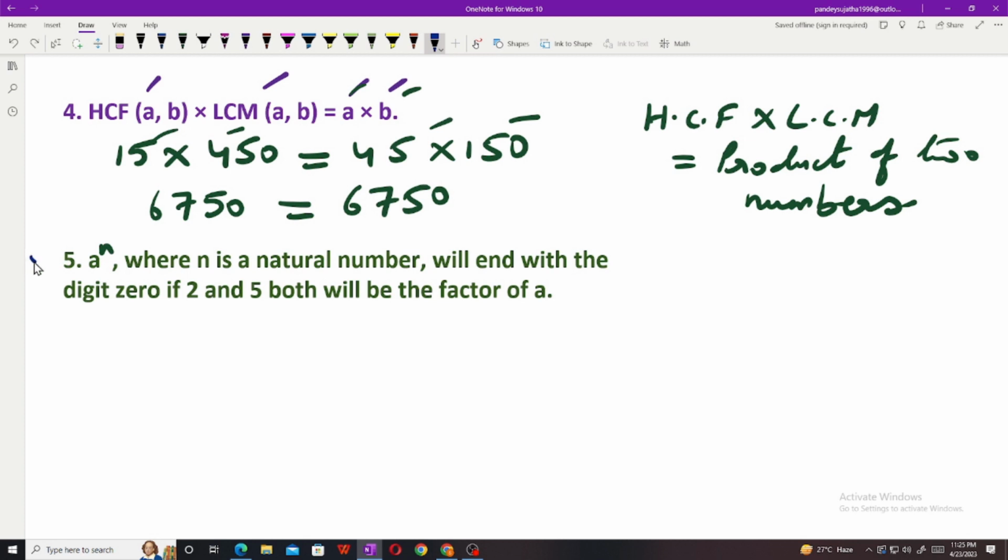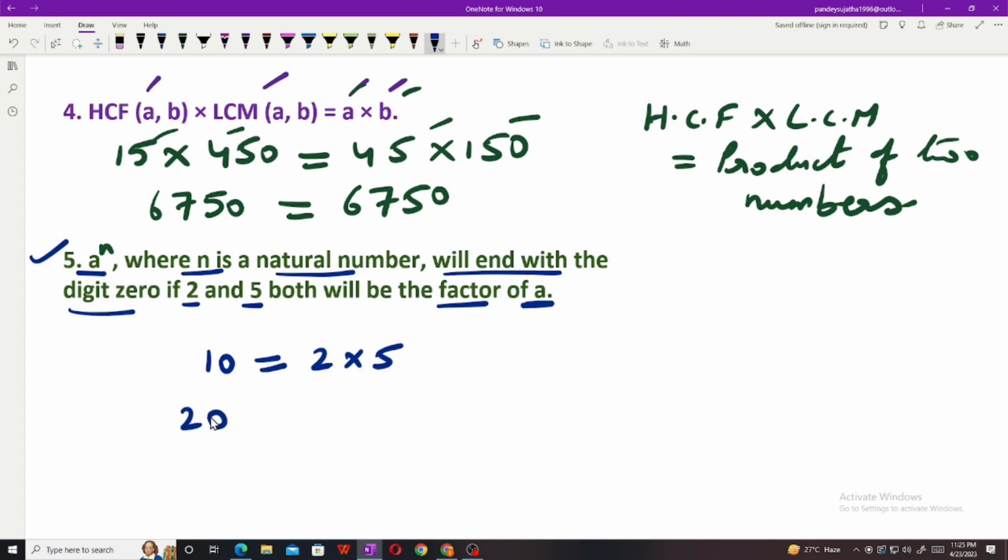Now let's move to the next concept. A to the power of n, where n is a natural number, will end with the digit 0 if 2 and 5 both will be the factor of the given number, that is A. So if I take the number as 10, the prime factors of 10 will be 2 into 5. If I take the number as 20, then the prime factors of this 20 will be 2 square into 5. If the number is 30, then the prime factors of this number will be 3 into 2 into 5.